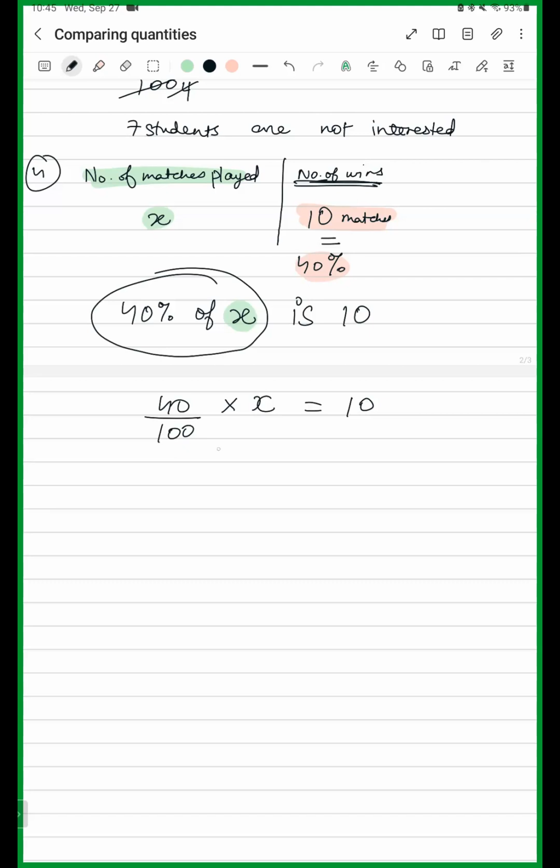Find out from here X. Let me know if there's any doubt about what I have written on the screen.